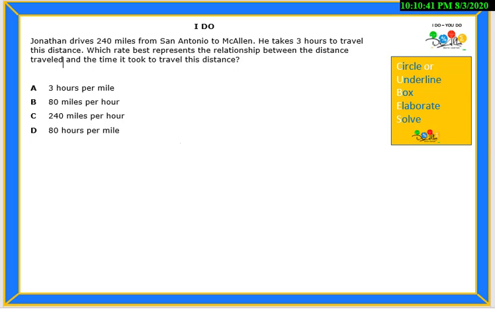Jonathan drives 240 miles from San Antonio to McAllen. He takes 3 hours to travel this distance. Which rate best represents the relationship between the distance traveled and the time it took to travel this distance?